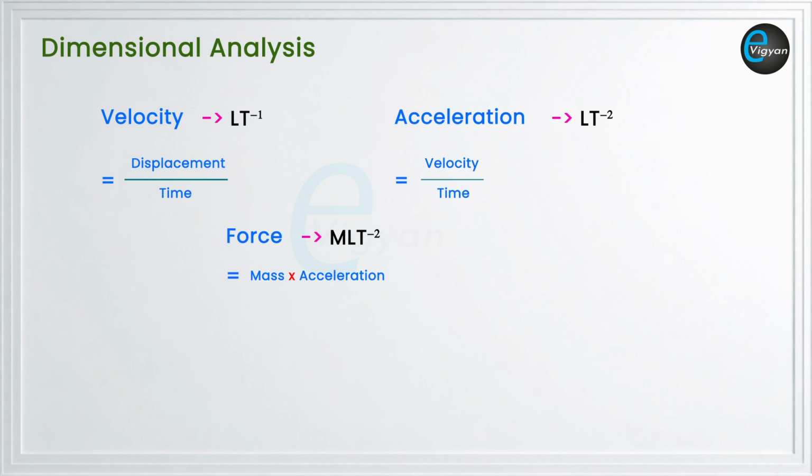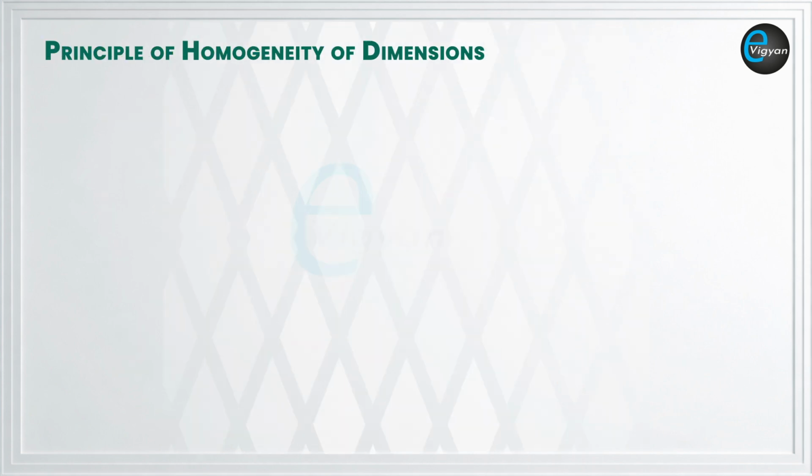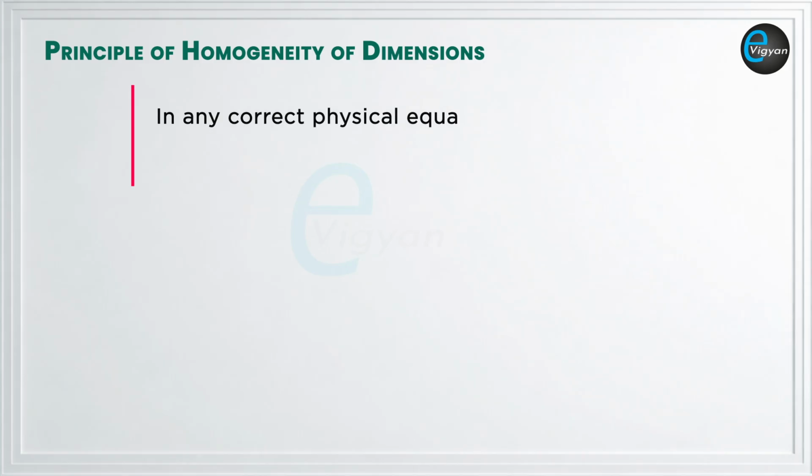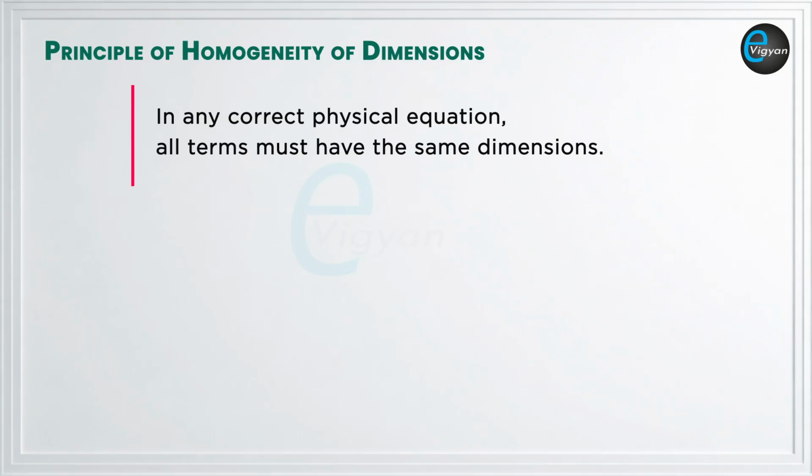Now comes one of the most important ideas in physics, the principle of homogeneity of dimensions. This is very important. It states that in any correct physical equation, all terms must have the same dimensions. This means you cannot add or equate quantities that have different dimensions. For example, you cannot add force and acceleration, but you can add quantities if their dimensions are the same. This principle allows us to check equations even without knowing their full derivation.